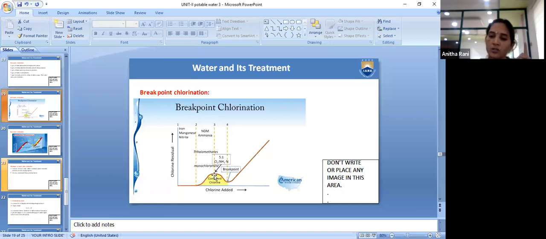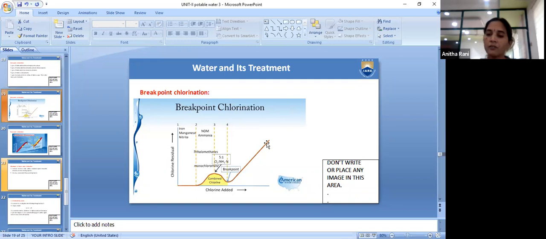Then the curve reaches maxima, because chlorine is there in water and chloramine is formed. Why is it reaching minima? Here the hypochlorous acid is destroying bacteria, so you can see in the graph that the curve is decreasing.